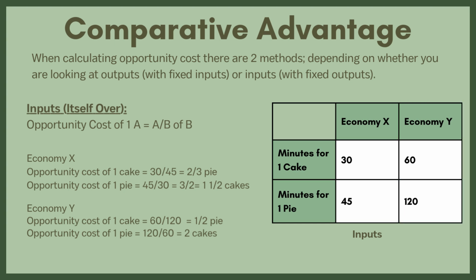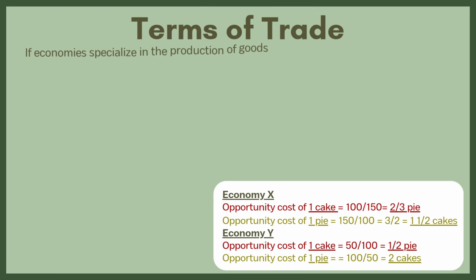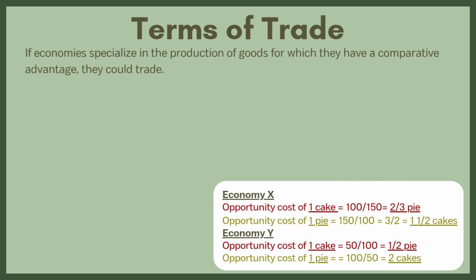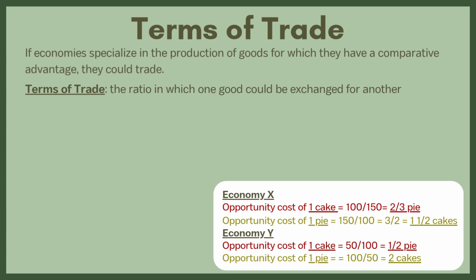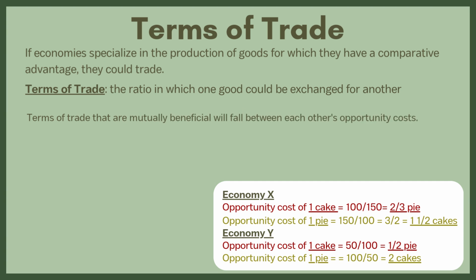As you can see, economy Y still has the comparative advantage in cakes and economy X has the comparative advantage in pies. If economies specialize in the production of goods for which they have a comparative advantage, they could trade. Terms of trade are the ratio at which one good could be exchanged for another. Terms of trade that are mutually beneficial will fall between each other's opportunity costs.